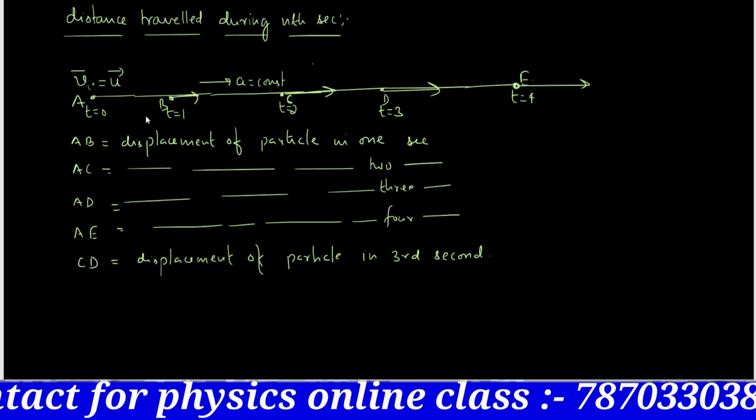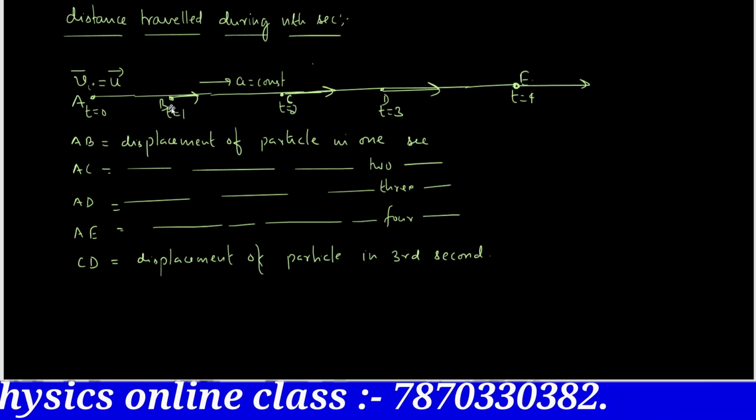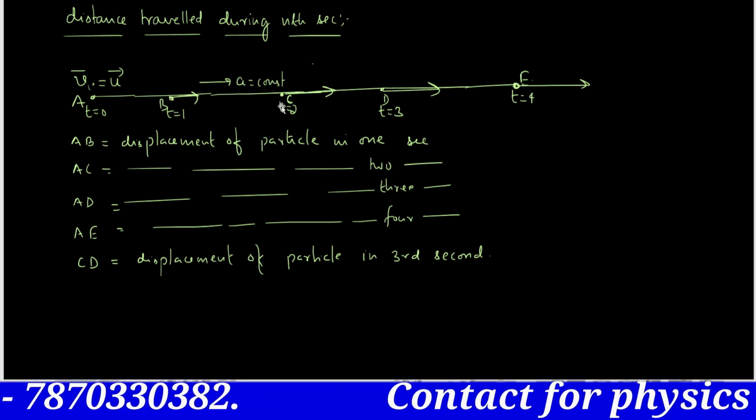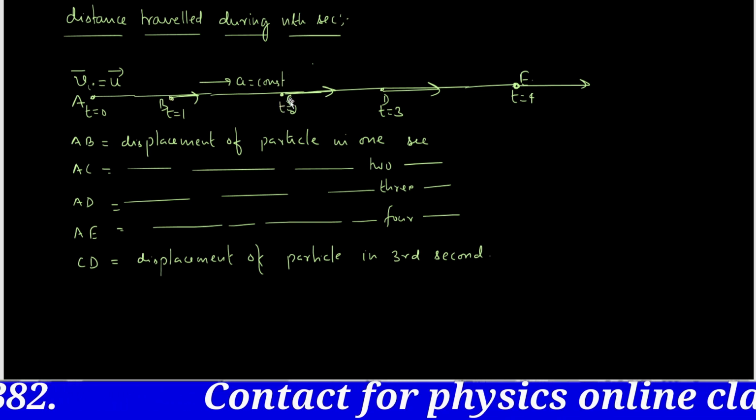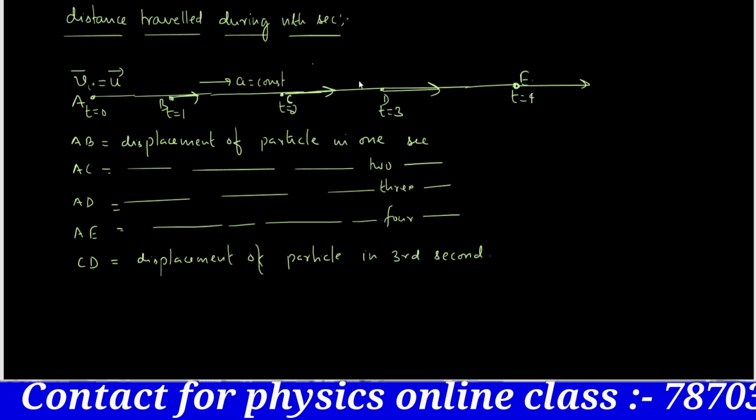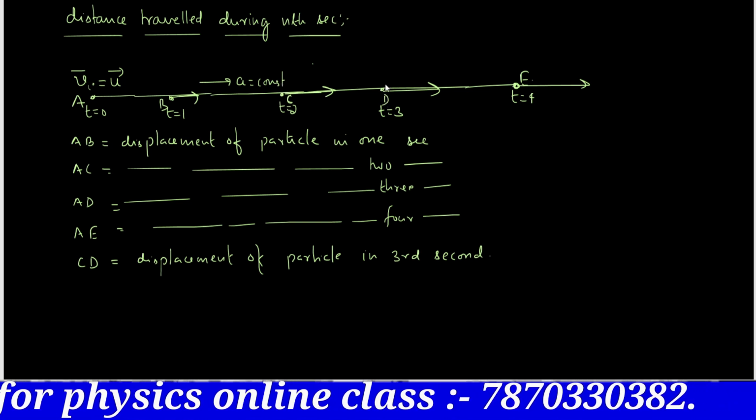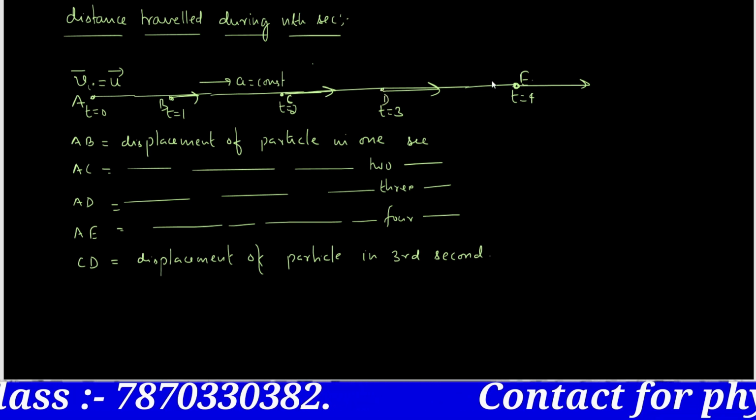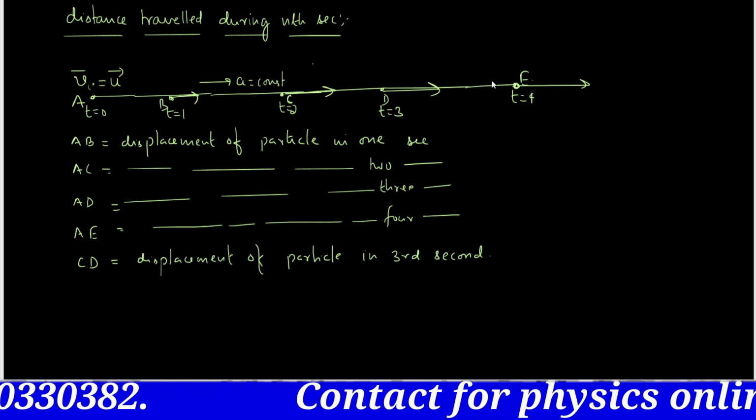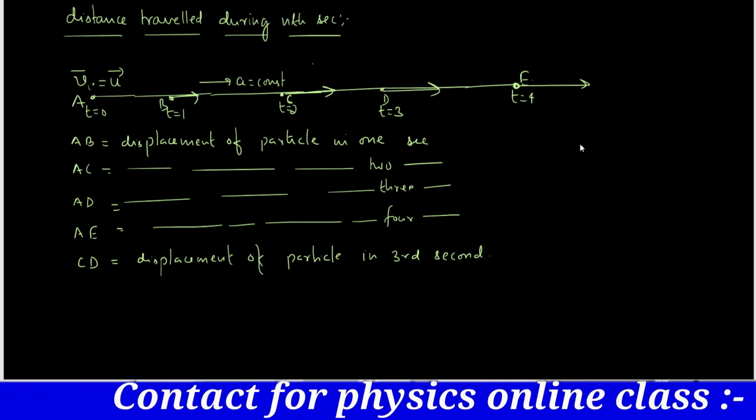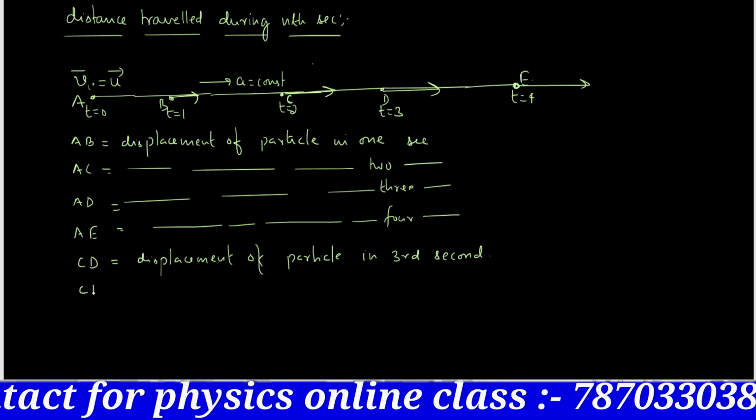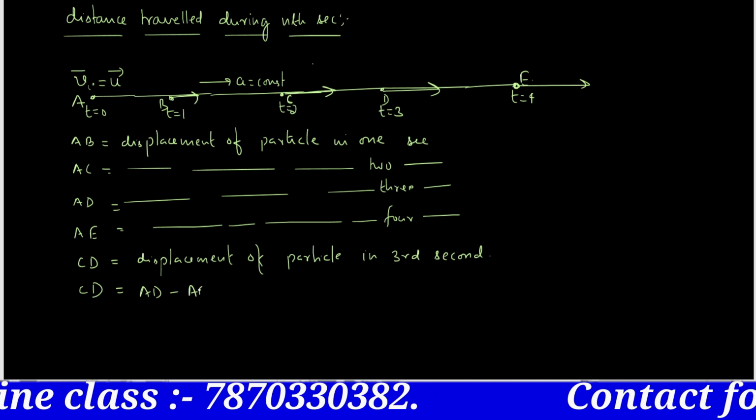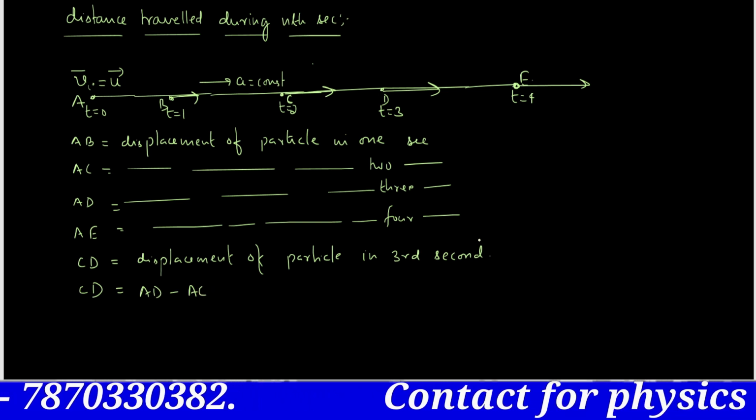One second completes at point B, right? And second starts from point B. Two seconds complete at point C, and after that the third second starts. And at point D, 3 seconds complete, and after that the fourth second starts. So it's the displacement of the particle in the third second, not 3 seconds. Yeah, exactly. And CD can be written in the form AD minus AC. Yes or no? Okay.